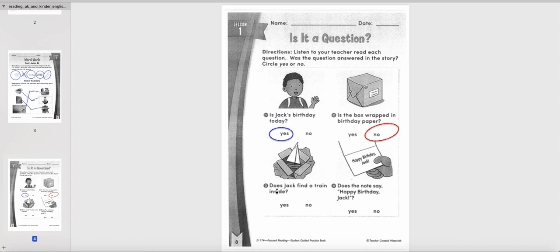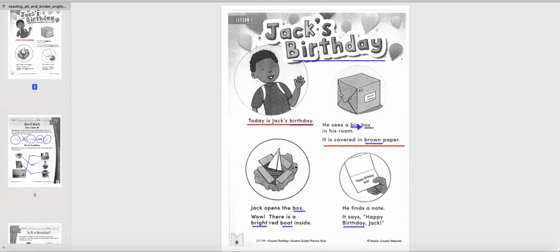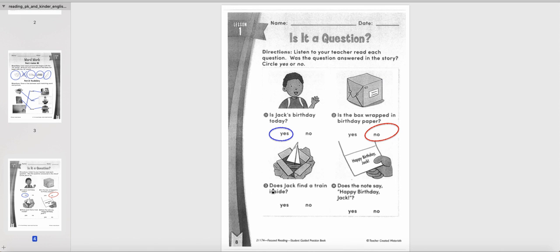Okay, next one. Does Jack find a train inside? This one's an easy one. You can even look at the picture. But let's go ahead and go to the story because it's always good to check. Okay, here. Jack opens the box. Wow, there is a bright red boat inside. So, does Jack find a train inside? Yes or no? No. Good job, boys and girls.